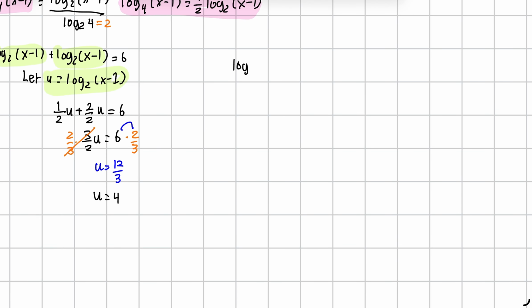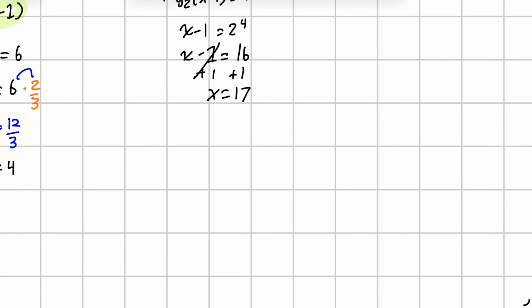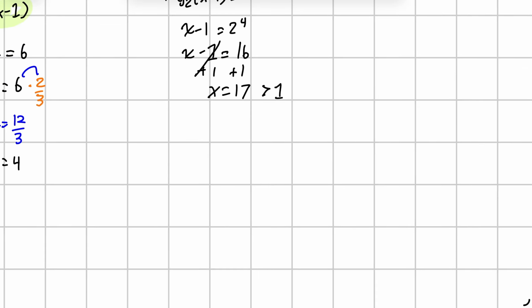So in our equation, log base 2 of (x minus 1) is equal to 4. We'll substitute in. We can rewrite this exponentially as x minus 1 is equal to 2 to the power of 4. So we have x minus 1 is equal to 16. Adding 1 to both sides, we get x is equal to 17. We can see 17 is greater than 1, so this satisfies our domain.